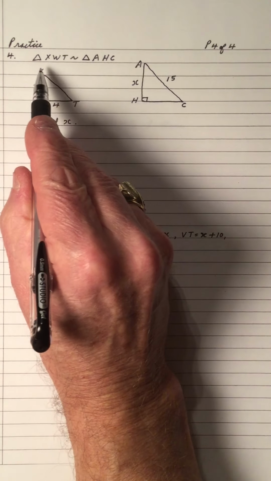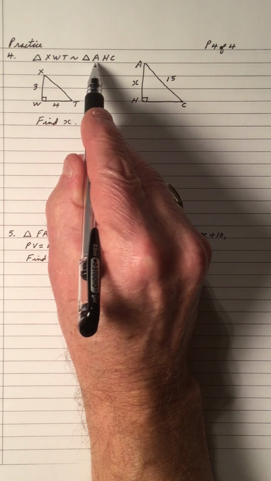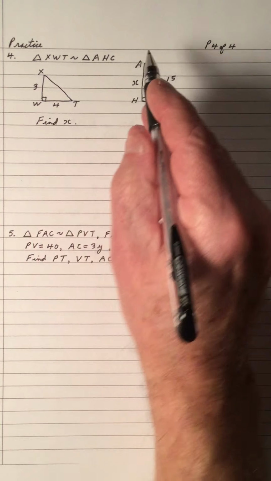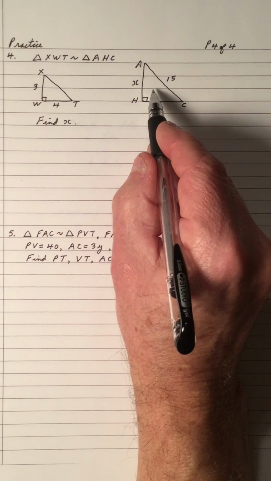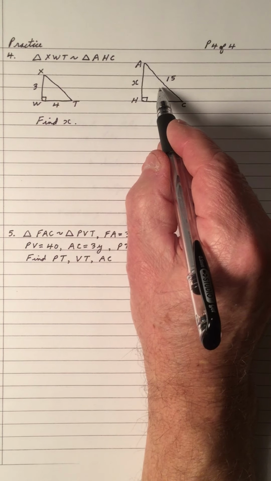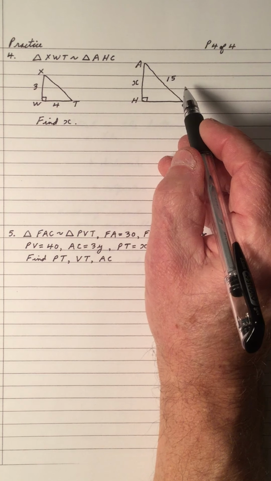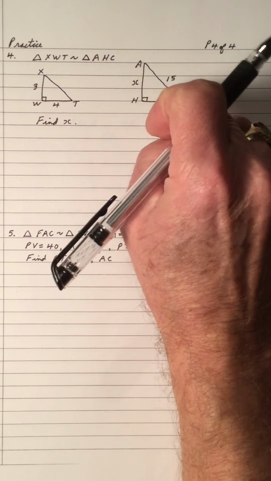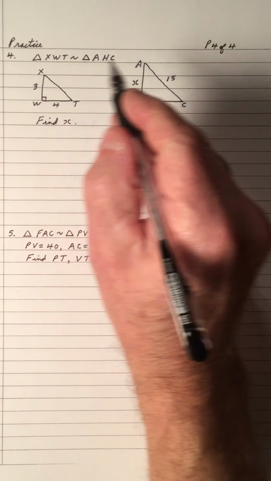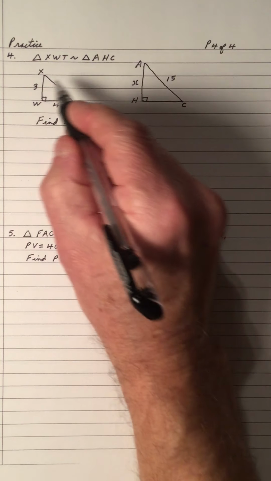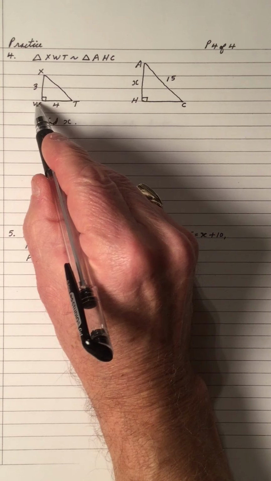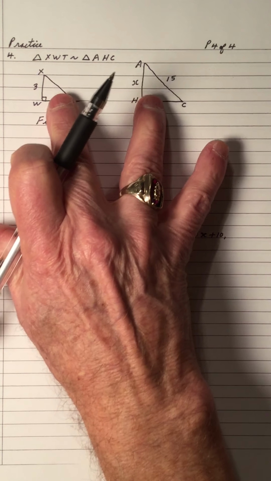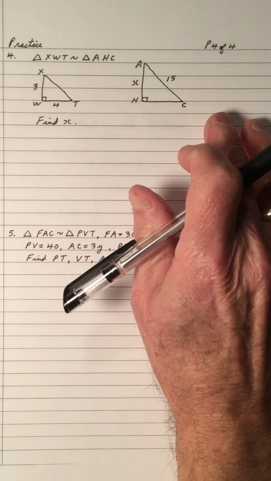Think. Triangle XWT is similar to AHC. As you see them right now is how they're similar. If they weren't like this, then you would redraw one of them to make them similar so that you can see the 3 going with the X and 15 would go with the X, this one, and WT is 4 going with HC. So making them similar like I have here, you can see what's happening.